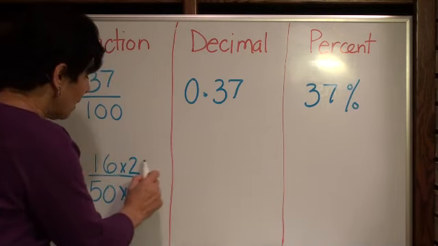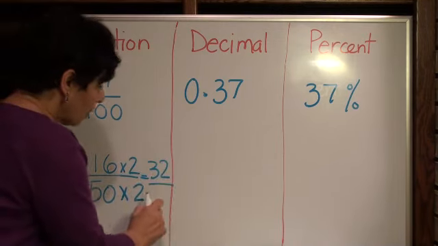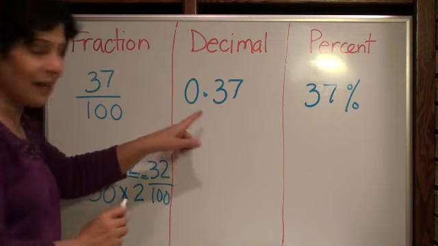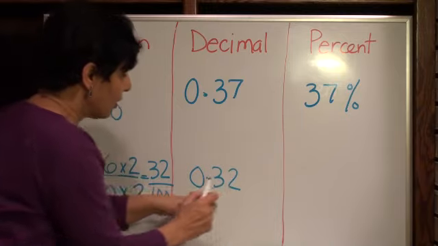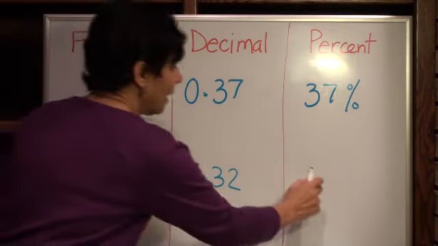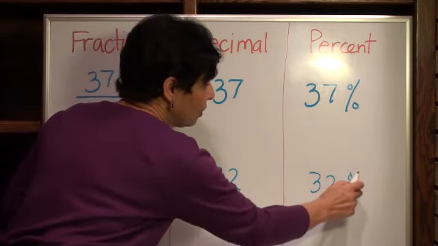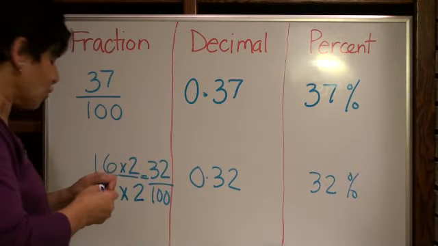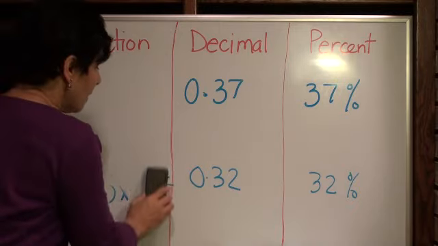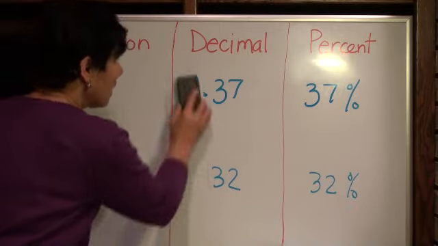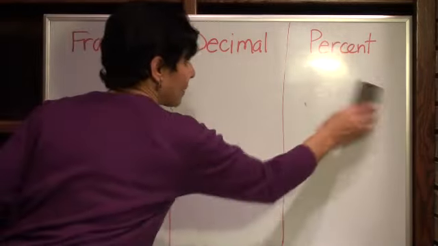What do we have now? We have 32 over 100. Ta-da! We're back to where we were. What's our answer? 32 hundredths. And here we go with 32%. Those are the easiest ones. Most students do not have trouble with that. Now let's go on to ones where the rest of the denominators will go up to 100.